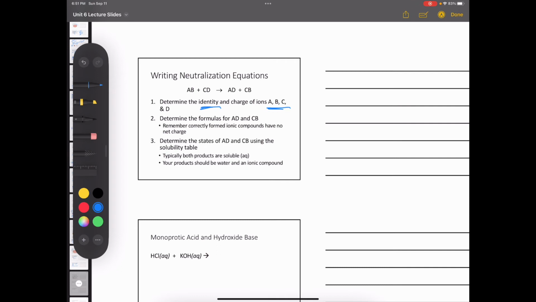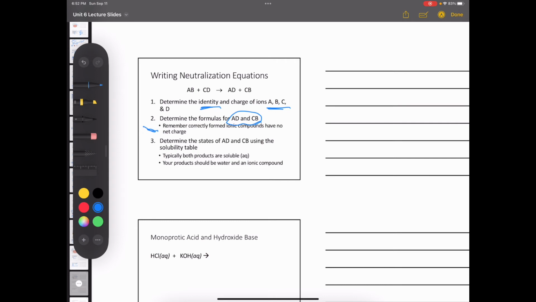Then once you identify the identity as well as the charge of A, B, C, and D, you'll have to do the double displacement reaction. So A and D, and C and B, will now be forming new bonds. Now, something to keep in mind is that when you form new compounds, the net charge of these compounds is always 0.